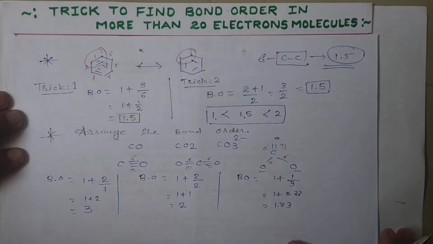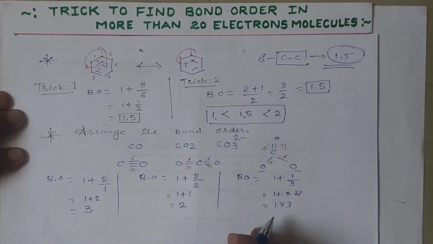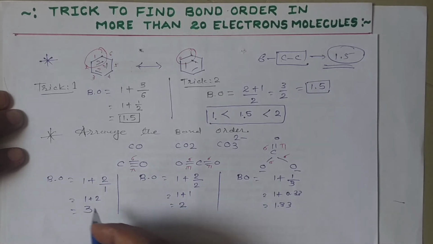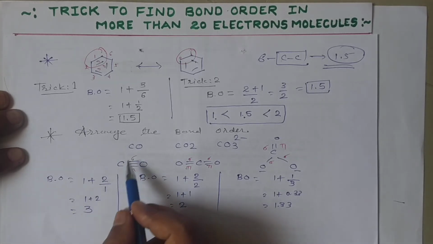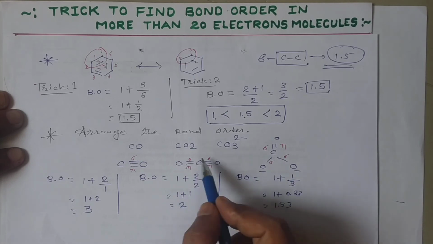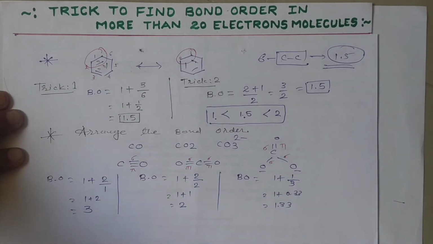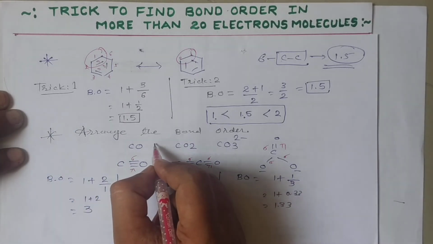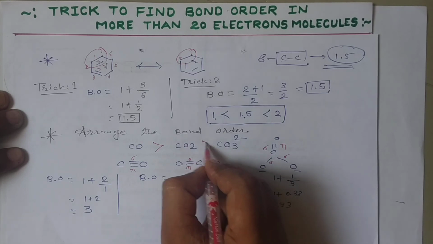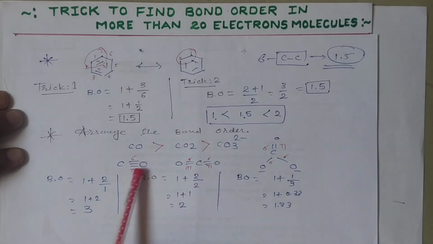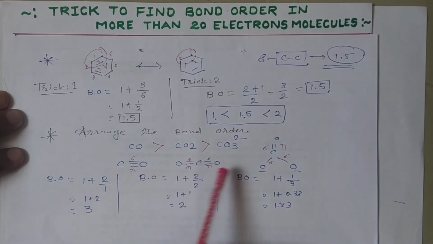If you observe all the bond orders, which has more bond order and which has less? CO has the higher bond order, 3, then CO2 has bond order 2, and CO3 2 minus has bond order 1.33. So the sequence will be CO having the maximum bond order, then CO2, then CO3 2 minus. Maximum bond order is of CO, 3, and the lowest bond order is of CO3 2 minus.